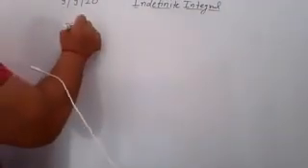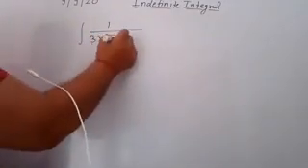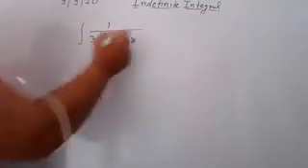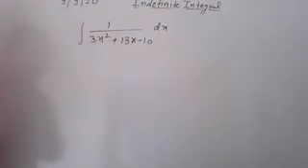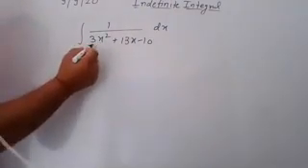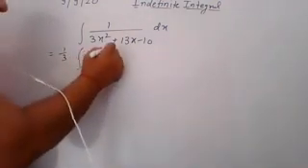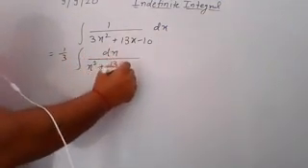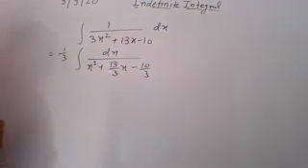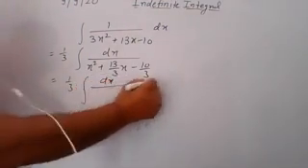Yes, write, beta: integration of 1 upon 3x square plus 13x minus 10 dx. You have to find its value. Applying the same method, the coefficient of x square is 3, so first of all you have to take 3 common. So 1 upon 3 dx upon x square plus 13 upon 3 into x minus 10 upon 3. You can write in this way.